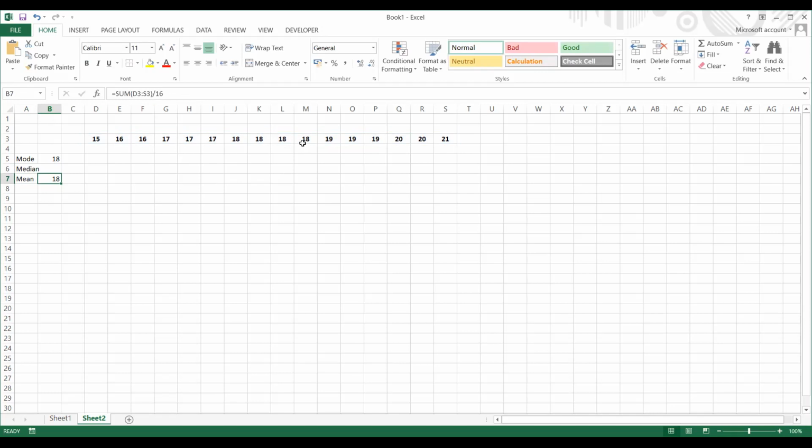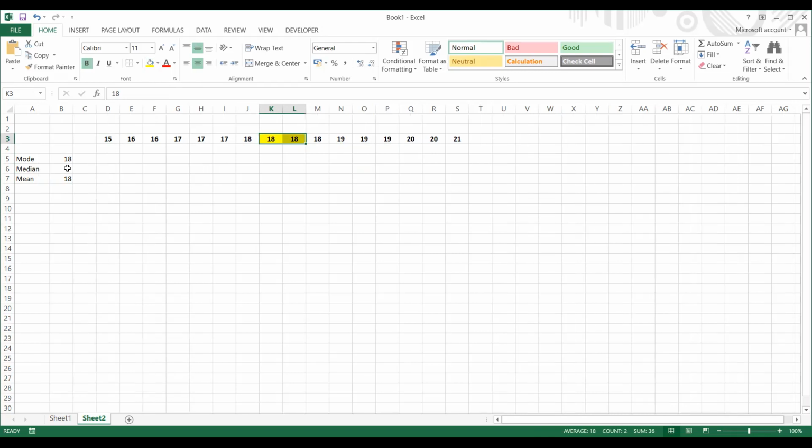Now look at the median. 16 means there will be 2 middle values, right? So you'll have 7 on the left, 7 on the right, and 2 in the middle. 3, 4, 5, 6, 7. So this is your median value, with 7 on the right also, correct? So what is the average of 18 and 18? 18 only. If both are the same, it is 18 only. So when your data is normal, this is called normal data.